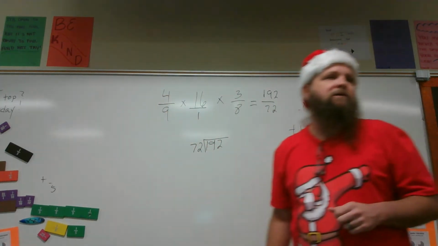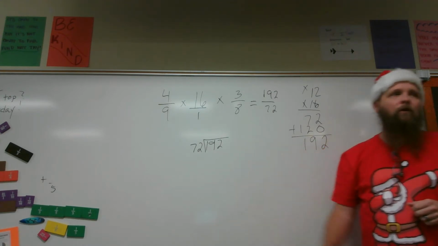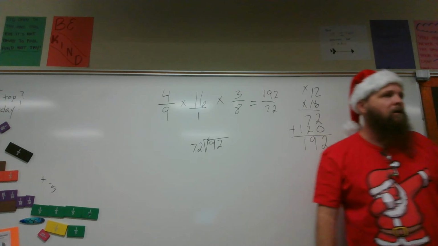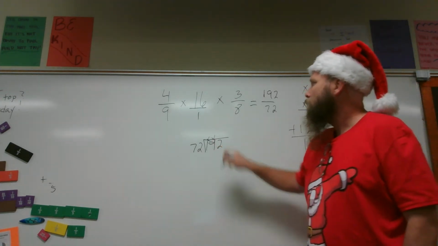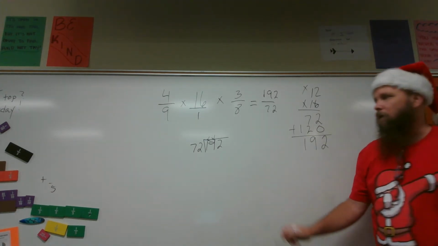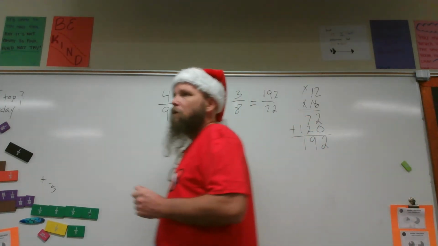So 192 divided by 72. Let me ask an important question. Janelle, is 72 going to go into 1? Nope. Is 72 going to go into 19? Nope. Is 72 going to go into 192? Yes. I am going to have one digit.